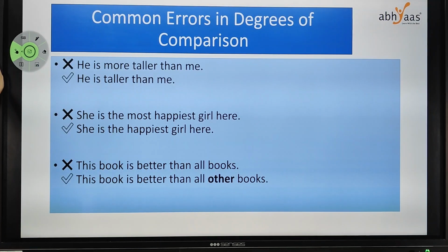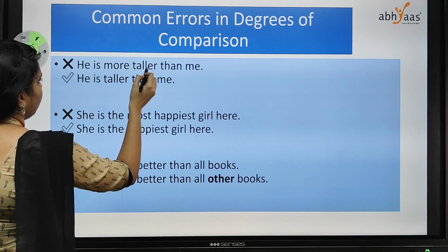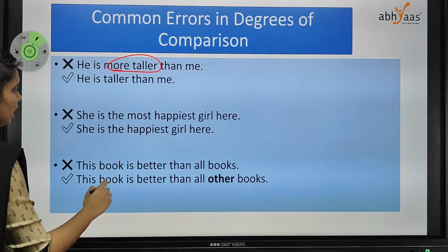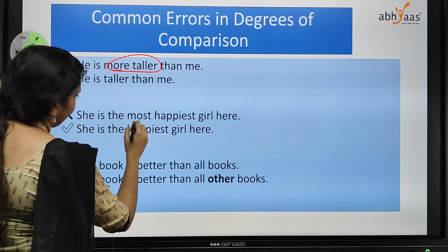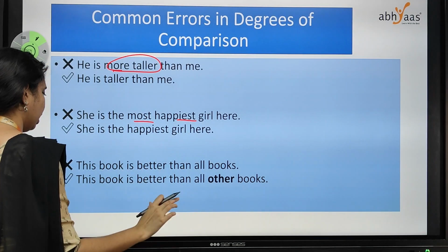Let's look at some common errors here. He is more taller than me. Again, we can see that there is a double comparative, which is wrong. So he is taller than me is fine. She is the most happiest girl. Again, most and happiest, double superlative, wrong. She is the happiest girl is fine.